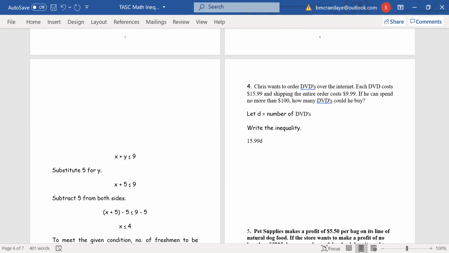So the 15.99 would be multiplied by D. And then you add that to what? The 9.99. That's right, the shipping cost, $9.99. And that cannot be greater than $100. So what would my symbol be?